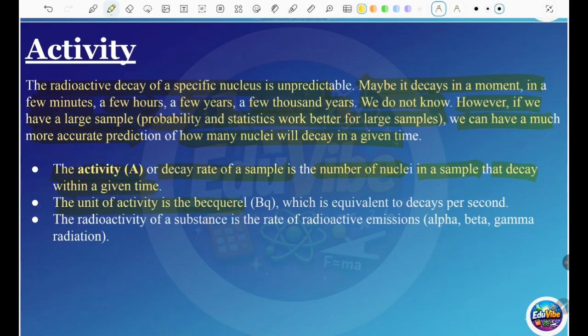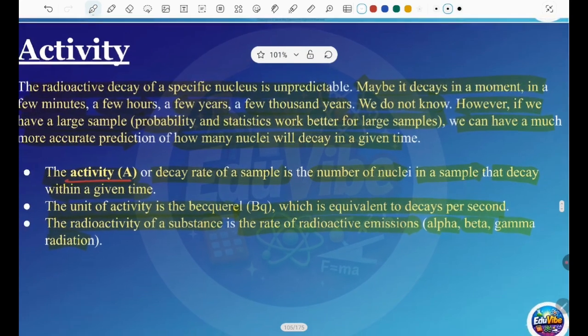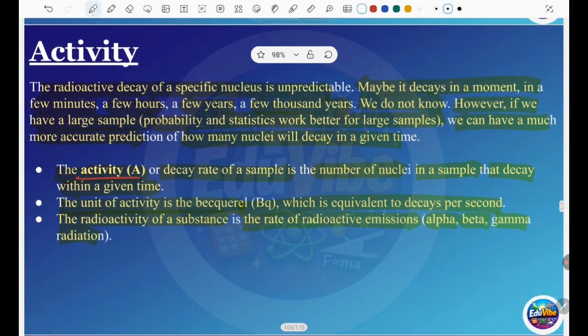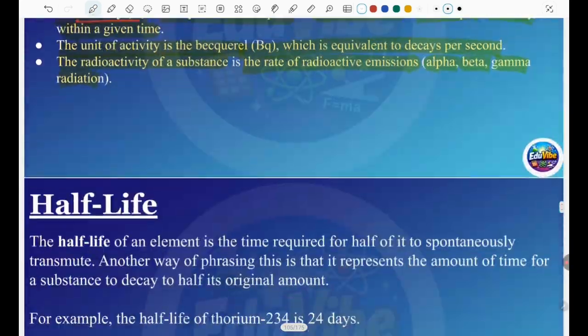The unit of activity is the becquerel (Bq), which is equivalent to one decay per second. The radioactivity of a substance is the rate of radioactive emissions: alpha, beta, and gamma radiations. That's all the small theory you have to know, but from here you will more likely get calculation questions.